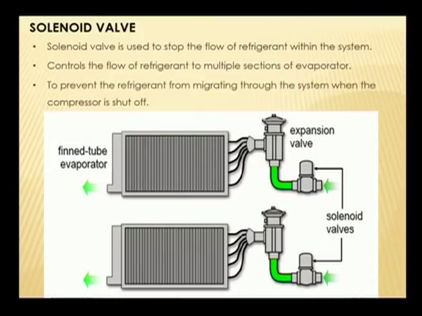And lastly, we will look at the solenoid valve. It is also one of the types of valve which controls the flow of refrigerant. The solenoid valve is used to stop the flow of refrigerant within the system. It controls the flow of refrigerant to multiple sections of the evaporator, and it is also used to prevent the refrigerant from migrating through the system when the compressor is shut off. When the compressor is shut off and the system is not on, the solenoid valve is closed, so the refrigerant does not move to the evaporator.